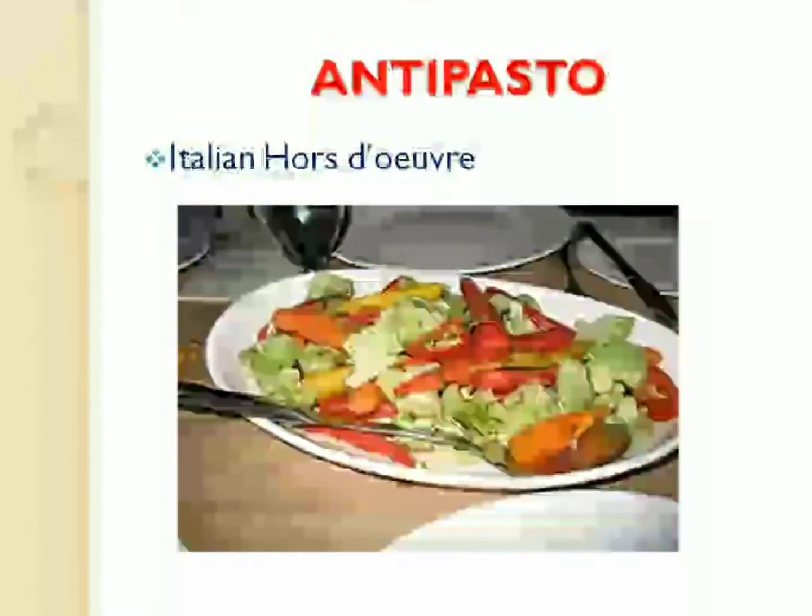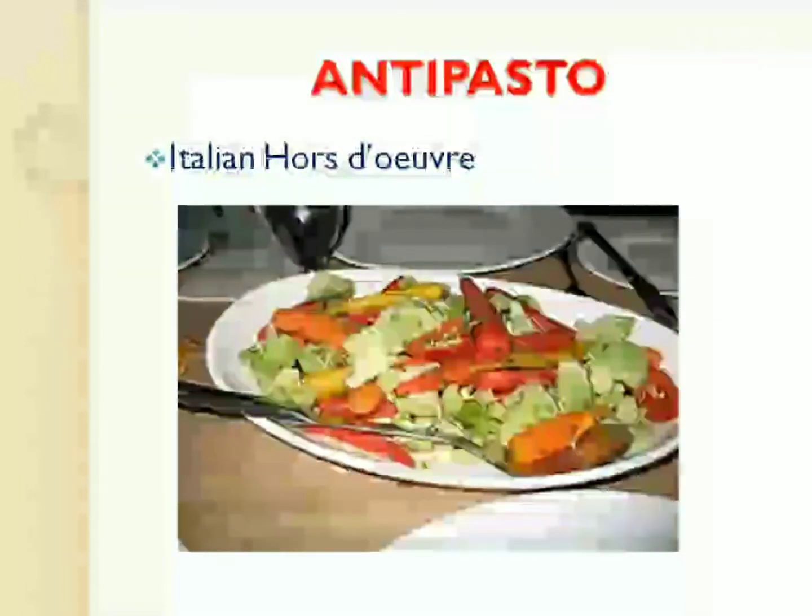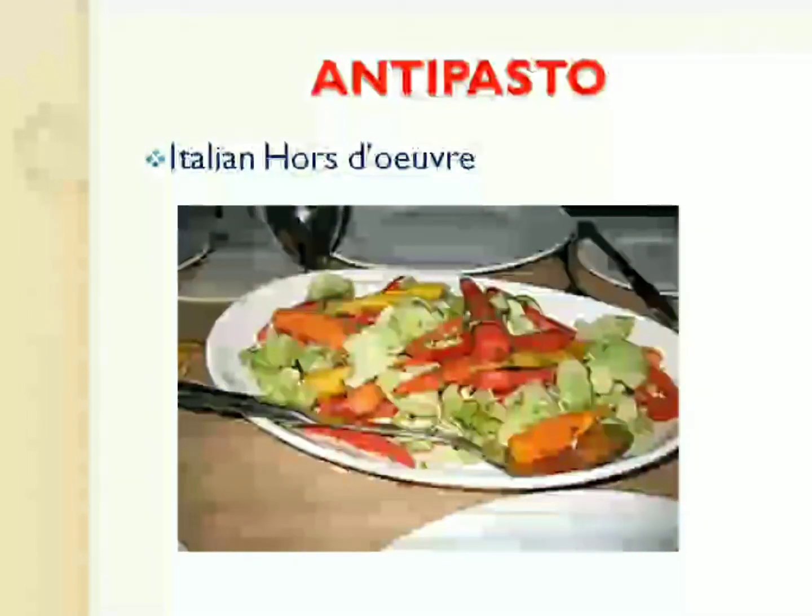Then next is antipasto. Antipasto is the traditional first course of a formal Italian meal, an Italian hors d'oeuvre which includes cured meats, olives, mushrooms, peppers, anchovies, artichoke hearts, various cheeses, pickled meats, and vegetables in oil or vinegar.